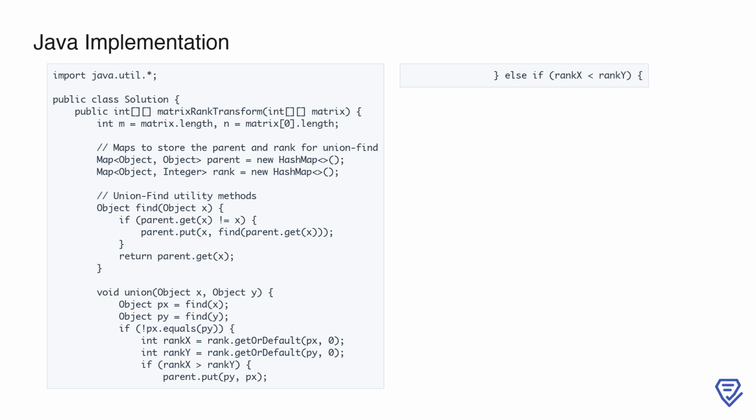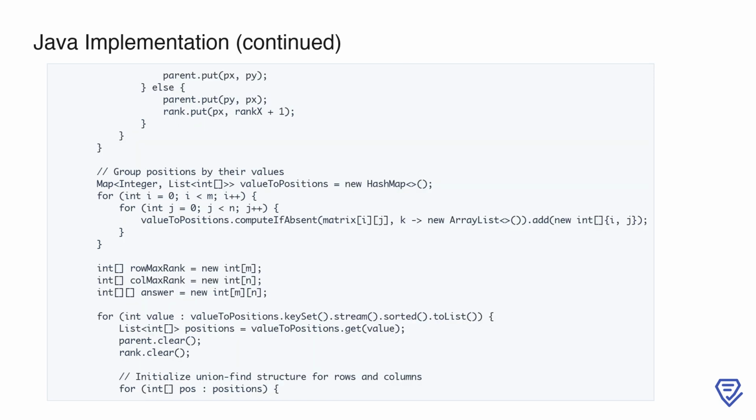Next, we define the find method, which recursively finds the root of an element and applies path compression to flatten the structure for efficiency. If the current element's parent is not itself, the parent pointer is updated to point directly to the root. Then, we define the union method, which merges two sets by connecting their roots. The union operation ensures that the root of the smaller rank set points to the root of the larger rank set. If the ranks are equal, we arbitrarily pick one root and increment its rank. This careful management of ranks ensures the union find structure remains balanced and efficient. Now, we group positions within the matrix based on their values.